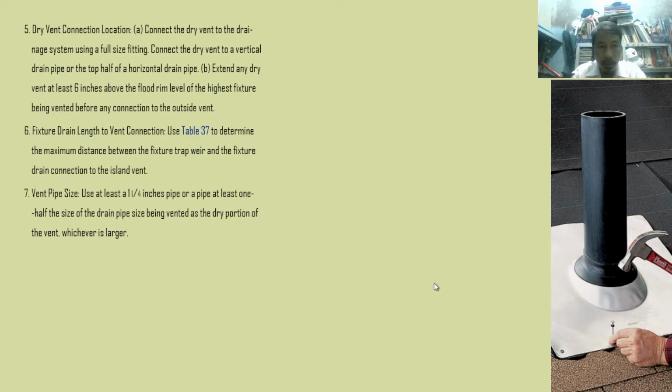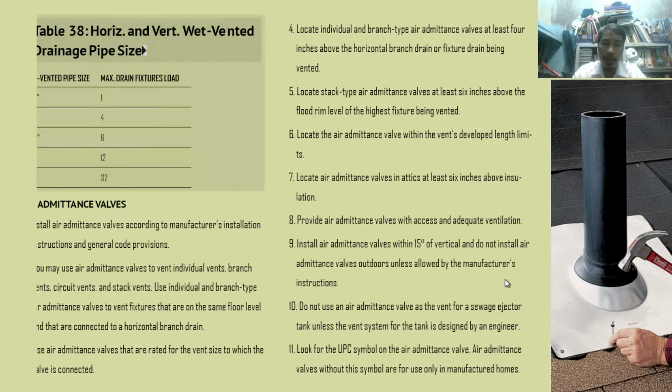So, dry vent connection location. Connect the dry vent to the drainage system using full size fitting. Connect the dry vent to a vertical drain pipe. Extend any dry vent at least 6 inches above the flood rim. Again, we already discussed those. Fixture drain length to vent connection: again, use table 37. And the size of the pipe is again 1/4 or 1/2 of the size of the drain pipe size, whichever is larger.